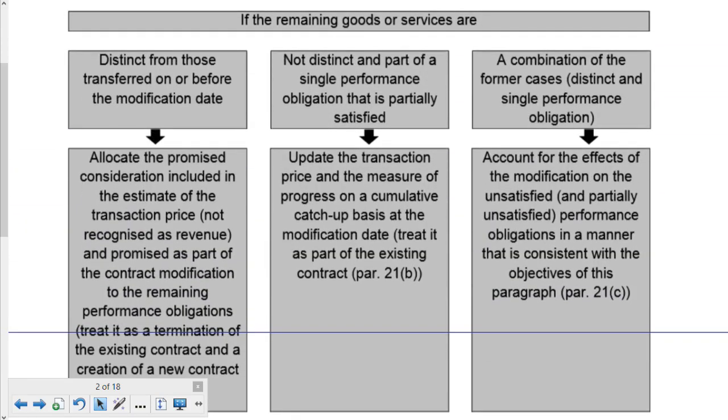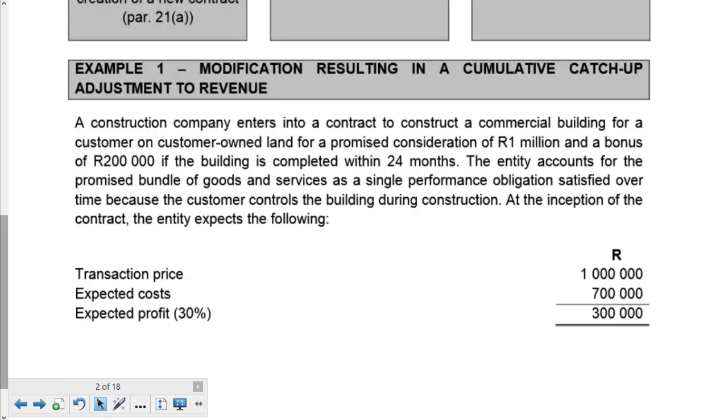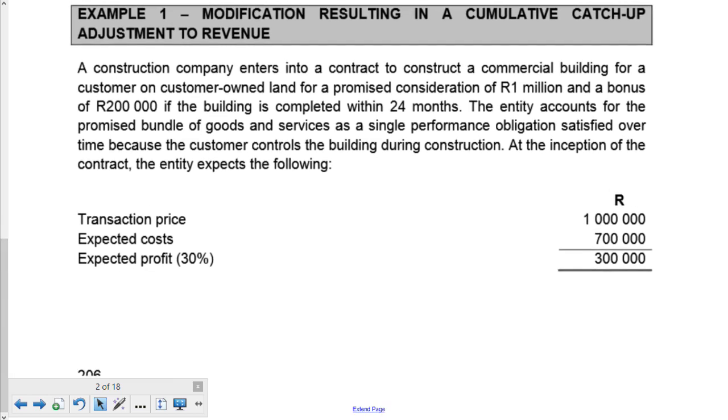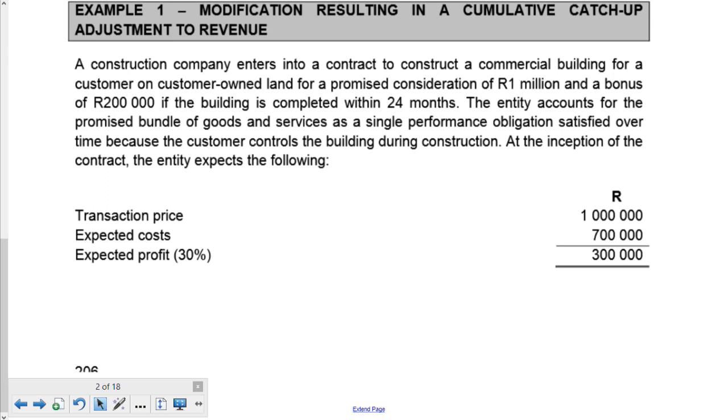You'll see that they've talked about if the remaining services are distinct or not distinct. Anyway, this thing doesn't even want to move. We're going to look at this example. Example 1, it's on page 206. Okay, so it's the last unit in your study guide.